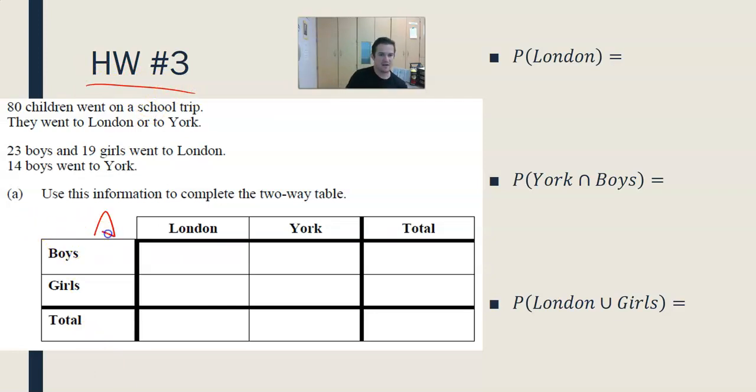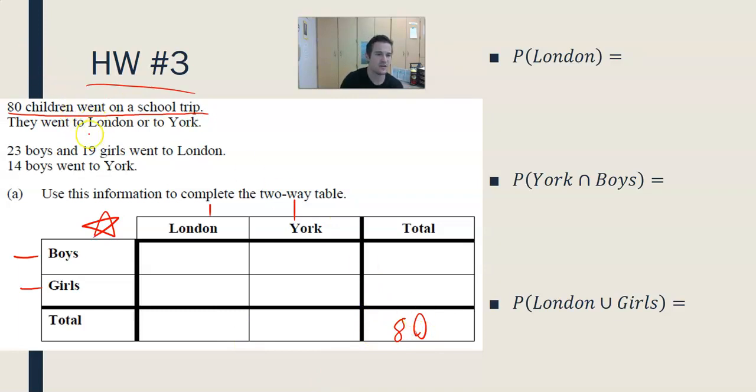I have this two-way table where on my rows over on the side I have the group of boys and girls, and on the top I have the group of London and York. So I have some information here. It says 80 children went on a school trip. So the total number of people who went on this trip was 80.